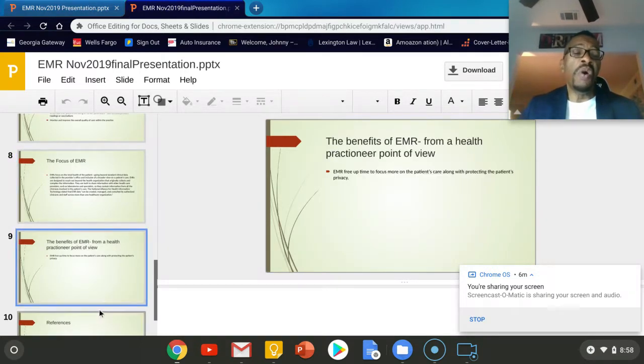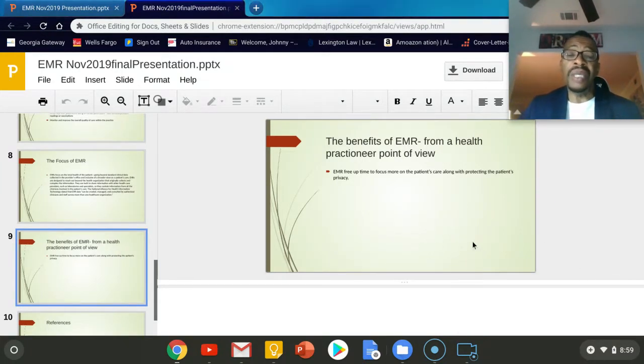I'm going to move on to slide number 9, and it pretty much sums up for me the reason why we have the electronic medical record system. It frees up time for the doctor to focus more on patient care, and also protects patient privacy as well. Privacy is really big when it comes to dealing with electronic medical records. So it frees up the doctor's time so they can pay more attention to their patients.